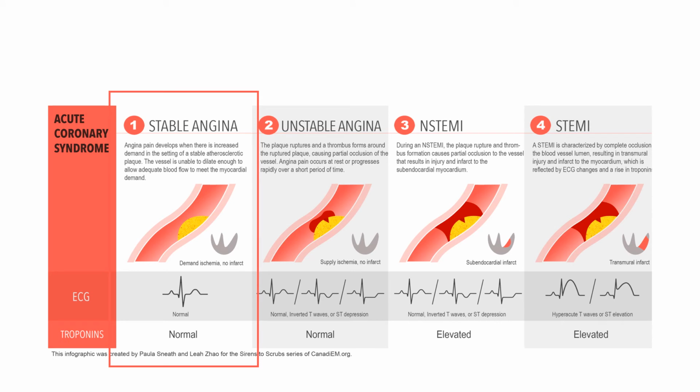Now let's bring it all together. In the case of stable angina, this pain develops when there's increased demand in the setting of a stable atherosclerotic plaque. The vessel is unable to dilate enough to adequately allow blood flow to meet the myocardial demand. Hence, it's called demand ischemia. On the EKG, we'll see a completely normal EKG, and the troponin levels will also be normal in the cases of stable angina.